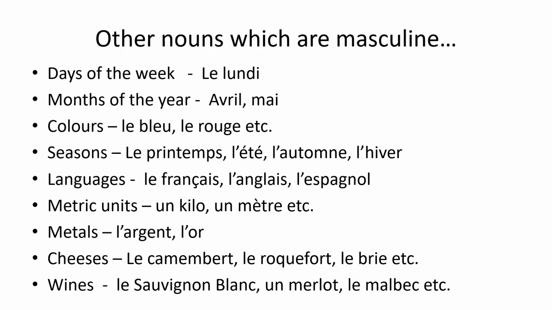Languages, so le français, l'anglais, l'espagnol. Metric units, un kilo, un mètre. Metals, l'argent, l'or. So that's silver and gold. Cheeses, le camembert, le roquefort, le brie. And wines, le sauvignon blanc, le merlot, le malbec, all masculine.